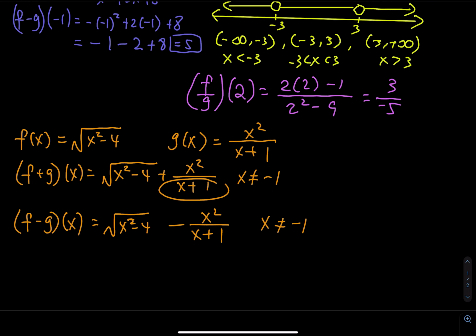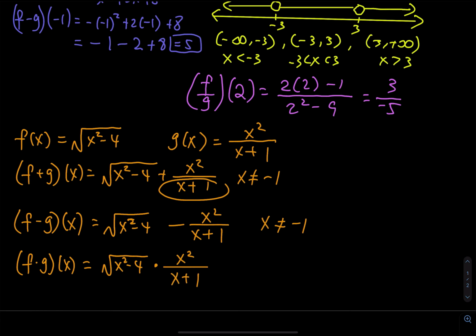And then for multiplication, f times g of x is equal to the square root of x squared minus 4, and then we multiply by x squared divided by x plus 1. Let's put everything in the numerator. You can put the x squared at the back or at the front, it doesn't matter. I prefer to put that at the front. So x squared times the square root of x squared minus 4, and then this is x plus 1. And then you also have to specify that x cannot be equal to negative 1.